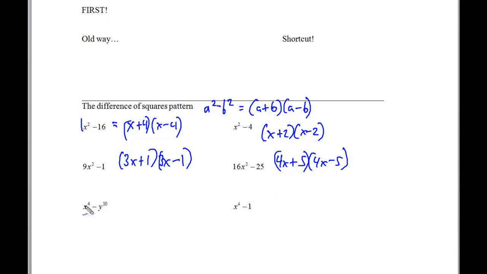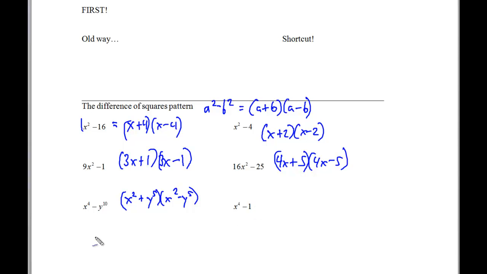Now, when you have powers that are bigger than just 2, the powers get cut in half. So this here would become x squared plus y to the 5th, and this would be x squared minus y to the 5th. Now, if the second number was an even number, let's say this was y to the 6th and y to the 6th because we started with y to the 12th, then I could continue going from here because it's a difference of squares, but the odd power means I have to stop.